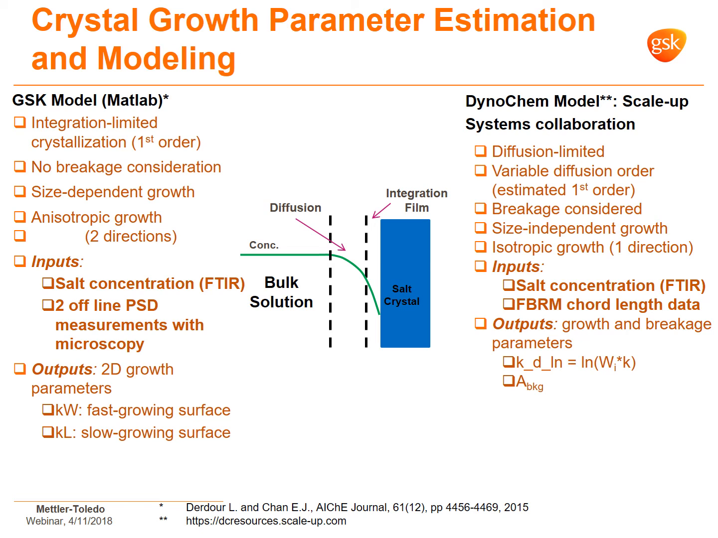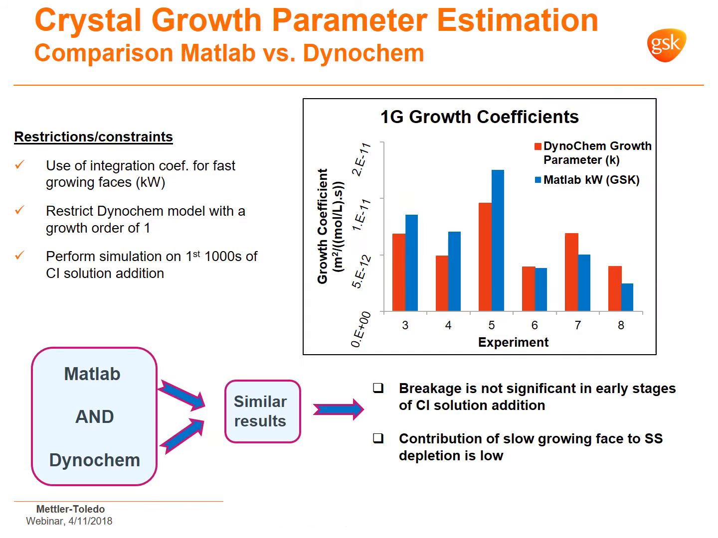The Dynochem model is a diffusion-based model. It has variable order. Can consider breakage, size-dependent growth, and as isotropic, it returns only one value for the growth rate. The input here is salt concentration, but also FBR chord length, which is translated into moments. The output is growth and breakage parameters. So these are the results we got from the two approaches.